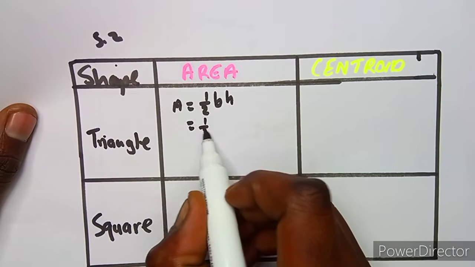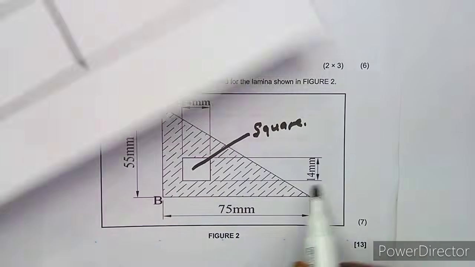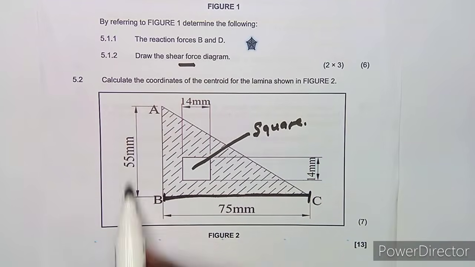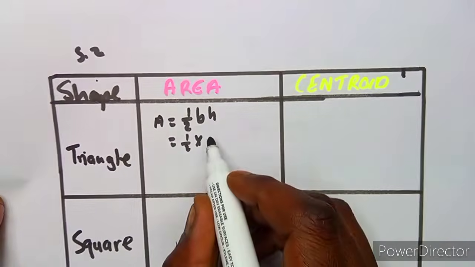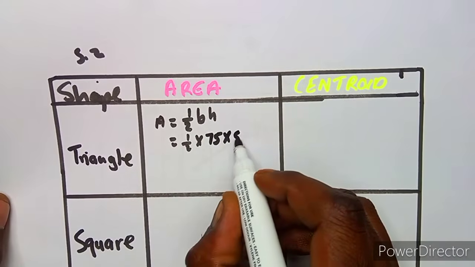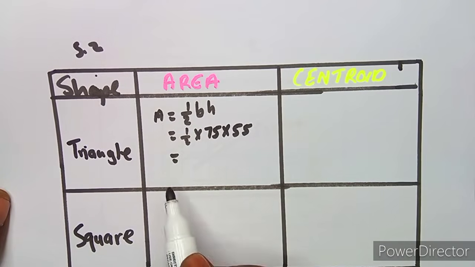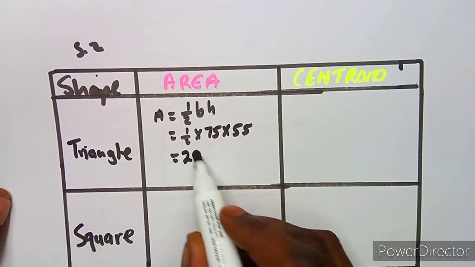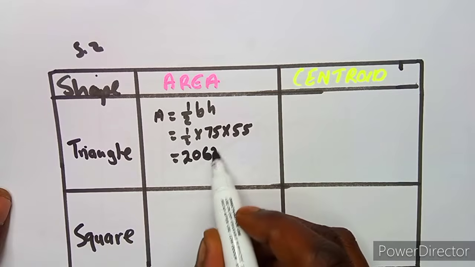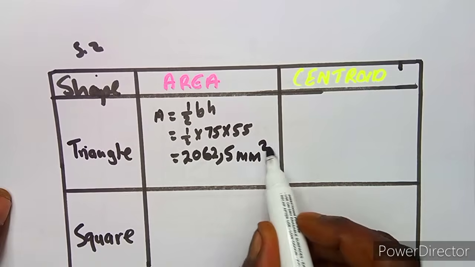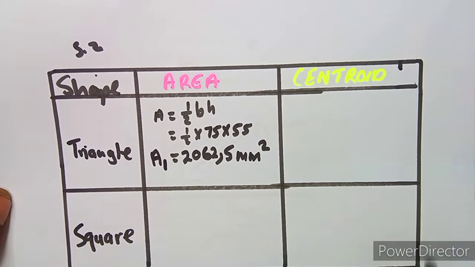So in this case, we are going to have half times the base of the triangle, which is the base from this point B to C, that's 75, times the height, which is 55. So it's half of 75 multiplied by 55. All right, so if you multiply these two properly, you are going to obtain an area of 2062.5 square millimeters. So this is our first area.